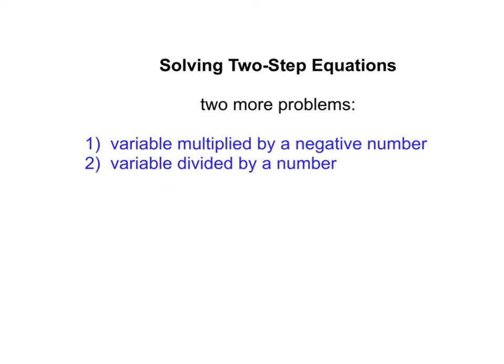This video will be a continuation of the part 1 video for section 1.2, which I hope you've already watched. This is going to build on what you did in the last lesson. I'm going to give you two more problems. One will show you what you do when there's a negative number that's multiplied with the variable, and then the second one's going to be just what you do when the variable is divided by a number instead of multiplied.